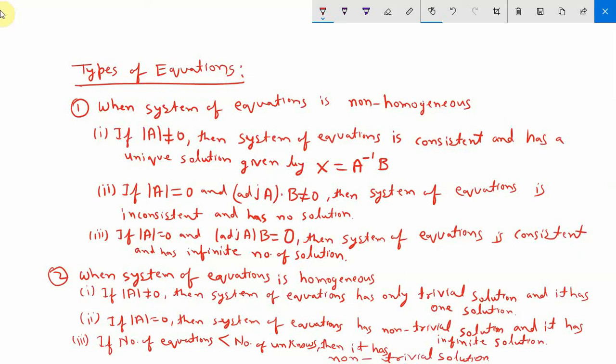Okay. So when system of equations is homogeneous, in this case we have three possibilities. First one, determinant of A is not equal to 0, then system will have trivial solution and will have one solution. Second possibility, determinant of A equal to 0, then system of equations has non-trivial solutions and it will have infinite number of solutions. Third possibility, number of equations is less than number of unknowns, then it has non-trivial solution.